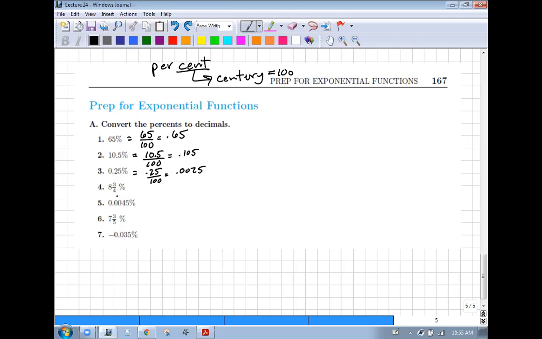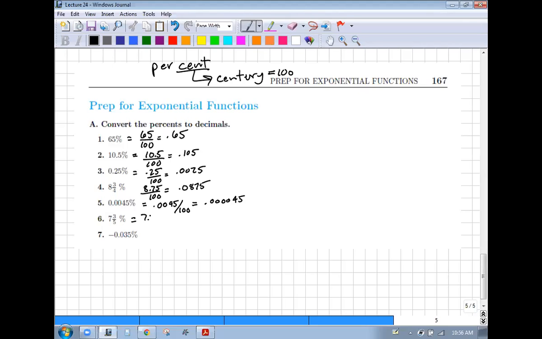So 8 3/4%. That's 8.75 per 100, so this would be 0.0875. 0.0045% is 0.0045 per century, so that would be 0.000045. 7 3/5%: if we take our 3/5, 3 divided by 5, that's 0.6.